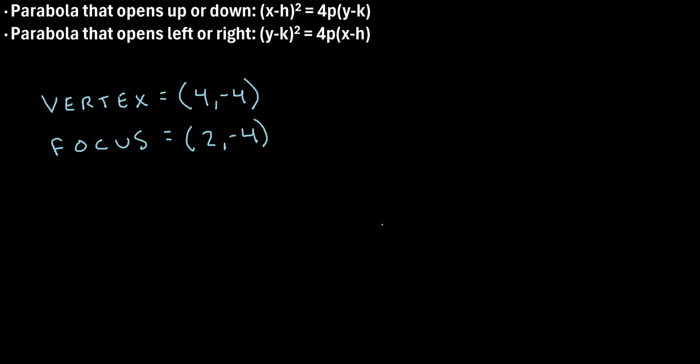All right, let's try one more example. Let's say we're told that a parabola has a vertex of (4, negative 4) and a focus of (2, negative 4). So let's visualize this situation. So the vertex is (4, negative 4). So 1, 2, 3, 4, and 1, 2, 3, 4. So here is our vertex. Now the focus is (2, negative 4). So 1, 2, negative 4. So here's our focus.